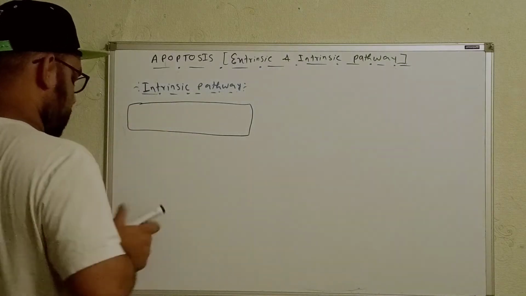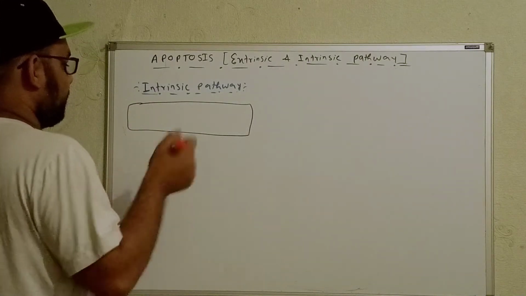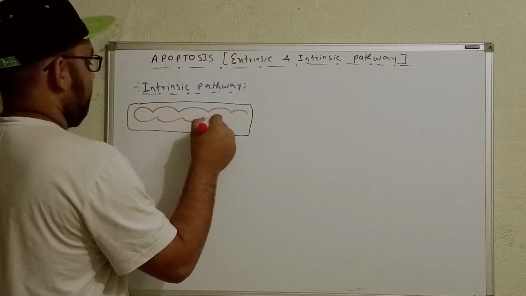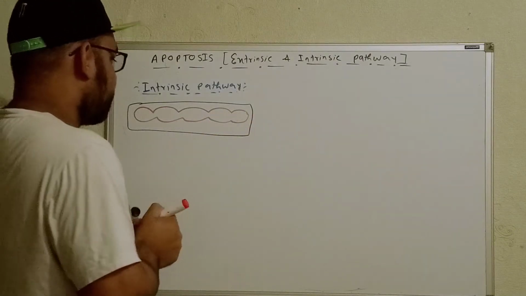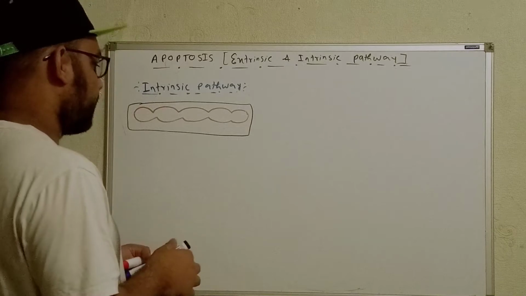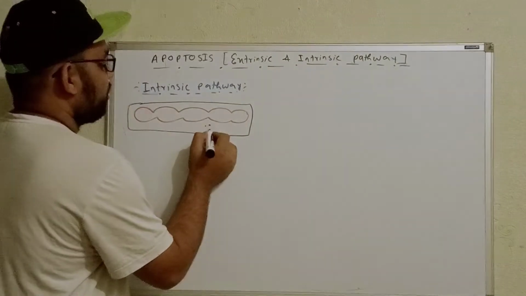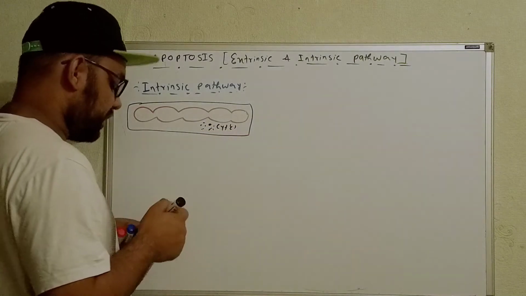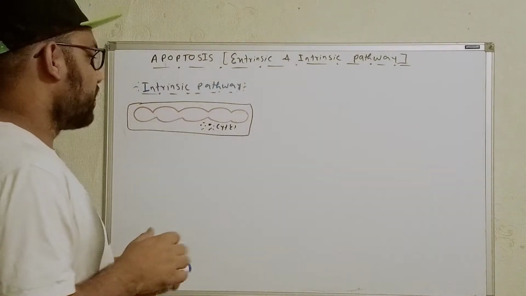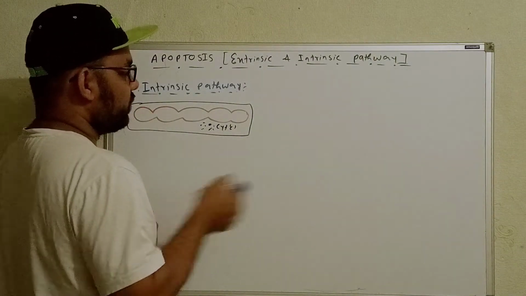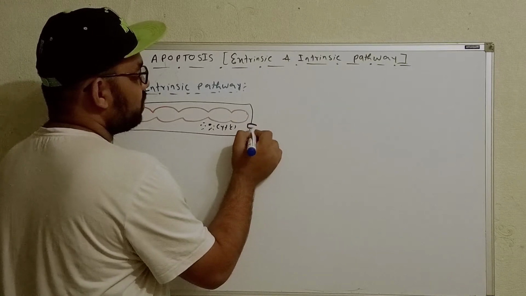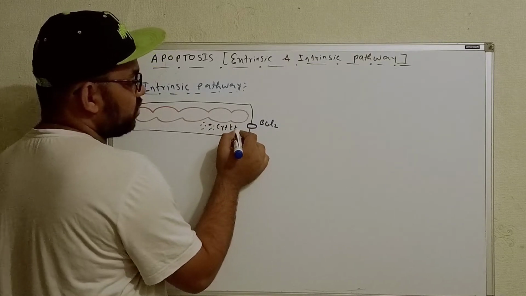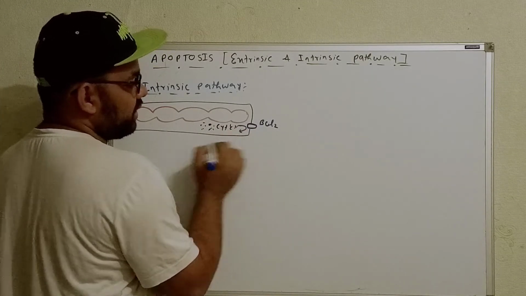Just like this, and let me just draw. Now, within the mitochondria, there is the presence of cytochrome C for oxidative phosphorylation. Under normal circumstances, there is the presence of certain types of genes or proteins or channels, whatever you can say, that is known as BCL2. Under normal circumstances, this BCL2 will not let the cytochrome C go outside of the mitochondria.